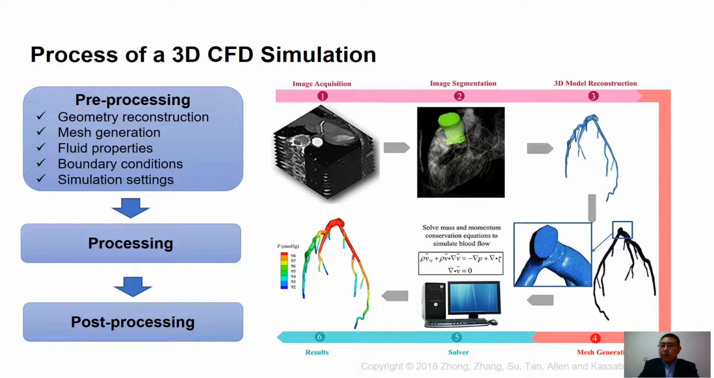Then a mesh is generated to divide the geometry into small elements for calculation. Then we set the fluid properties and boundary conditions at the inlet and outlets. We also need to set some details of the simulation, such as the settings of algorithms and parallel computing. The processing is often performed using parallel computing on high-performance computers. In the post-processing, we can calculate the value of a hemodynamic parameter in any certain area to evaluate the related clinical risks.